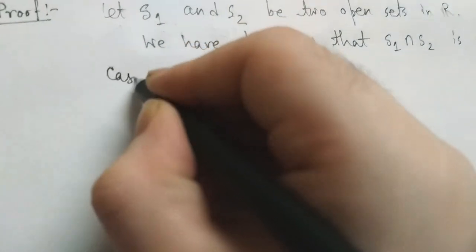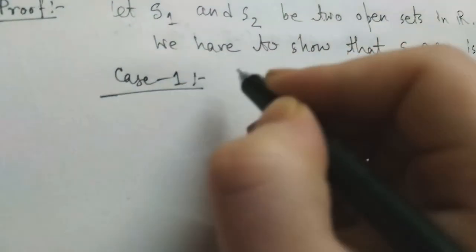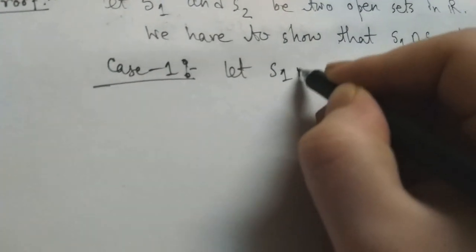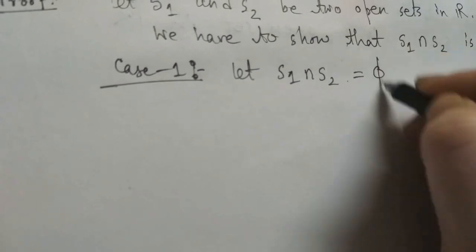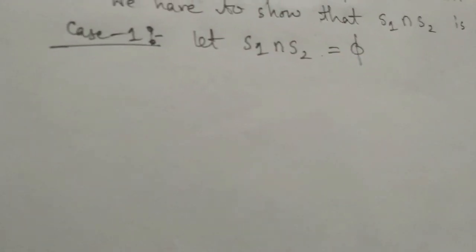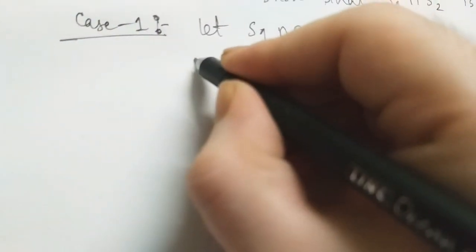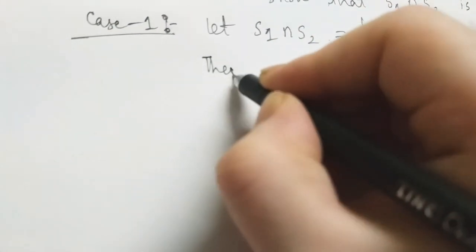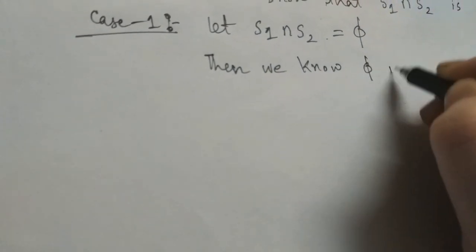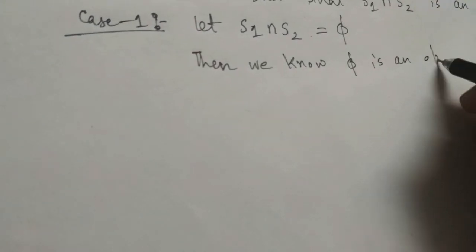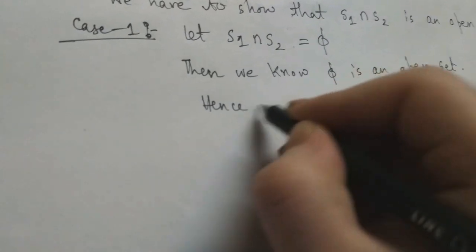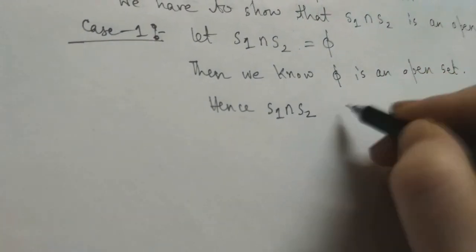Case 1. Let S1 intersection S2 equal to phi, that is, S1 and S2 have no common elements. Then we know phi is an open set. Hence, S1 intersection S2 is an open set.